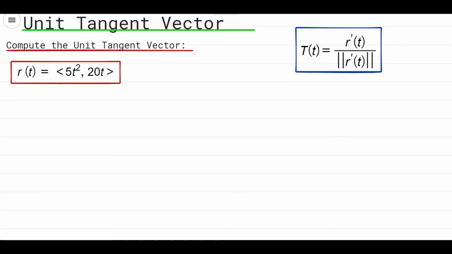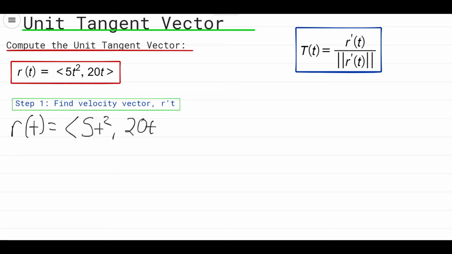For this example, we're asked to compute the unit tangent vector of this position vector, 5t squared, comma 20t. We're given the formula r prime of t divided by the magnitude of r prime of t, and we do the same steps. For step 1, we find the velocity vector. First I'm going to write it out: 5t squared, comma 20t. And we're going to take the derivative to get our r prime of t.